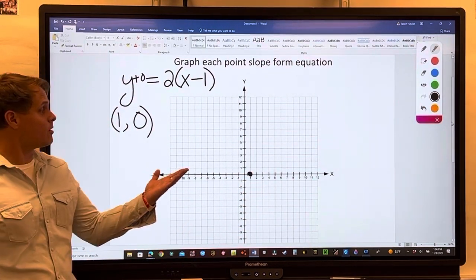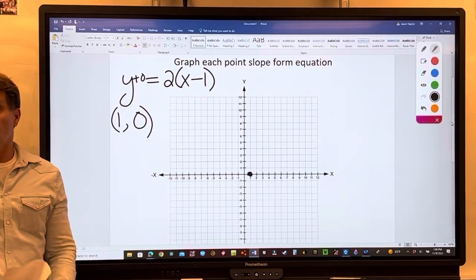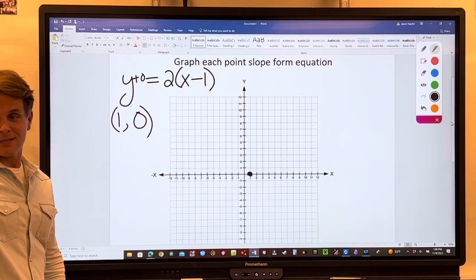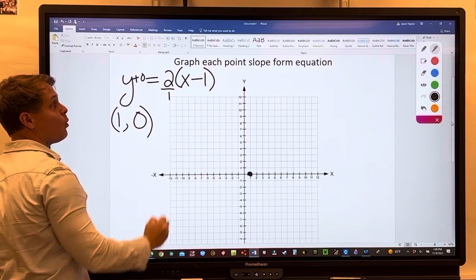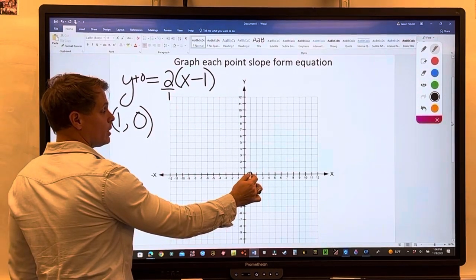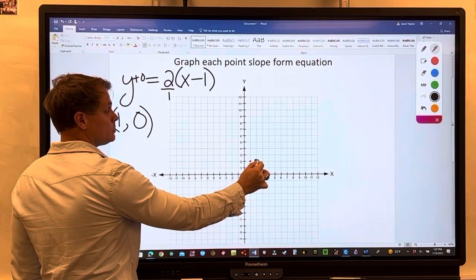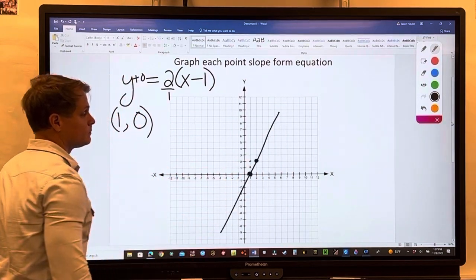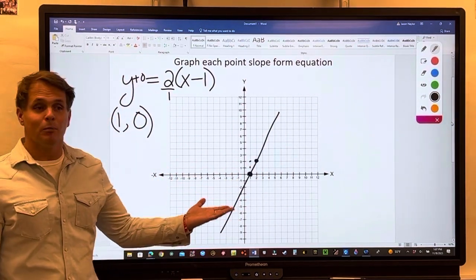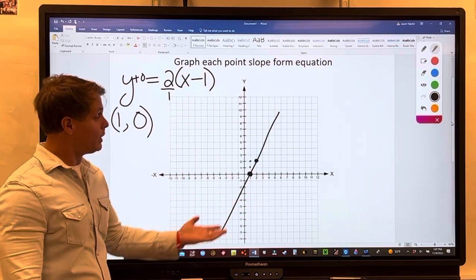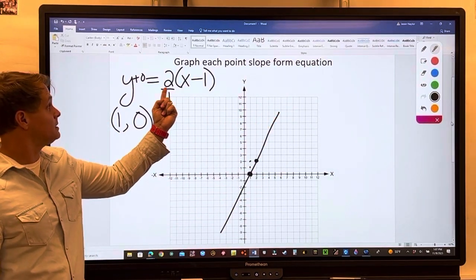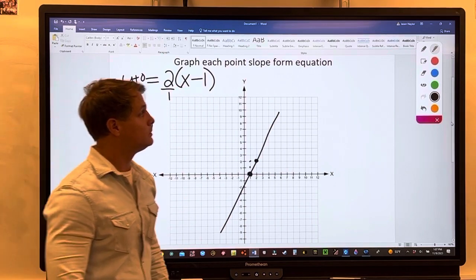And then from there, I'm going to use the slope. What's the slope? 2. So I'm going to make 2 a fraction: 2 over 1. So from here, I'm going to go up 2 and over 1. That also has a positive slope. If I read a graph, I always read left to right. I'm going up, the slope's positive, that's a positive number, good.